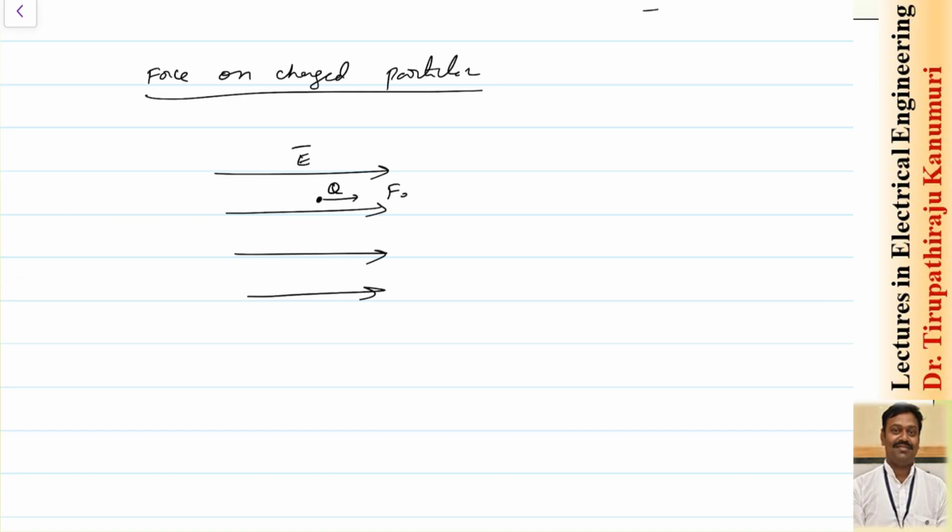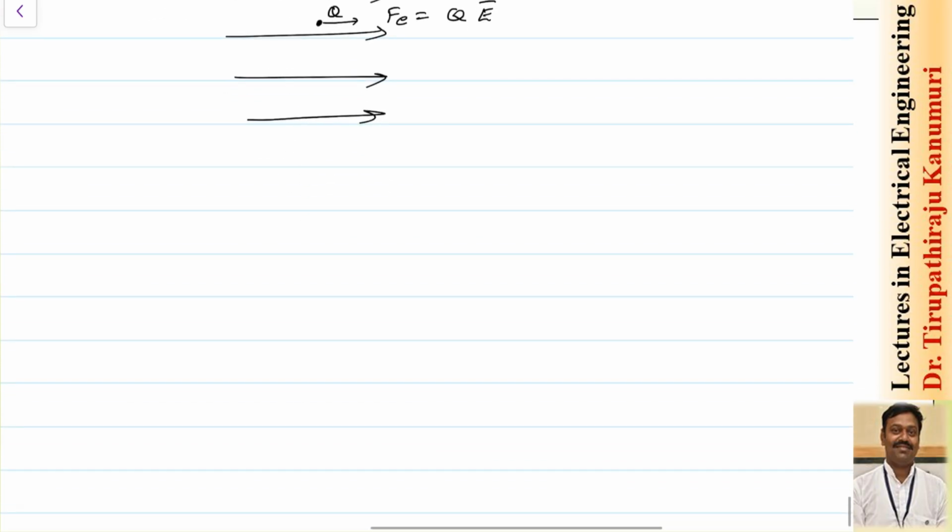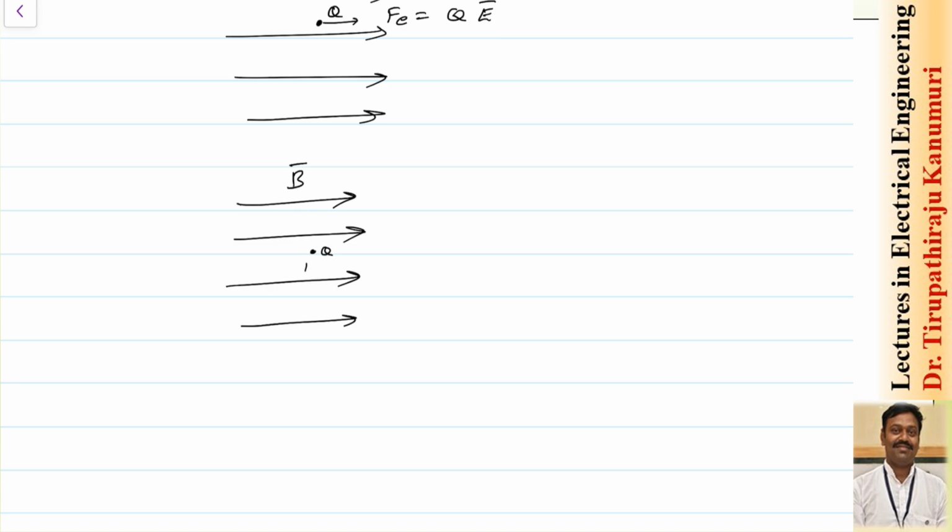This force exerted by the electric field on the charge, whether the charge is stationary or moving, is given by the charge multiplied by the electric field, Q into E. This you have seen in electrostatics. Similarly, let us assume a magnetic field with uniform magnetic flux density B. Inside this magnetic field, if you keep some charge Q, the force experienced will be equal to 0, and force will be exerted on this charge only if the charge is in motion.